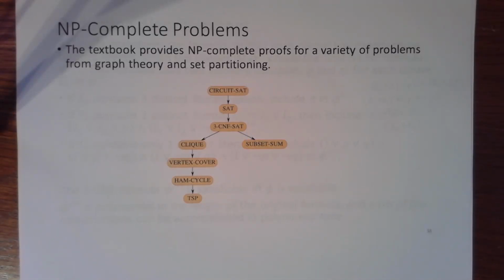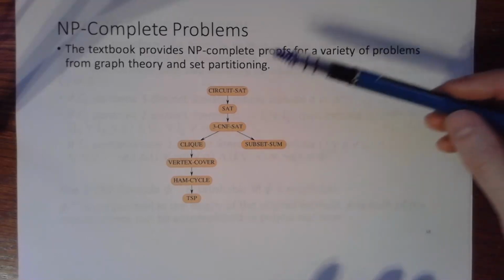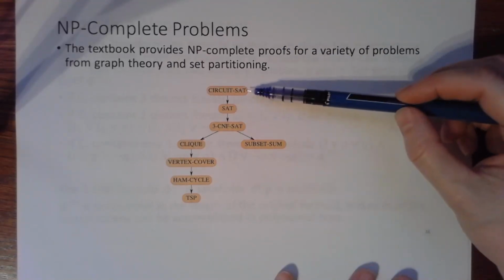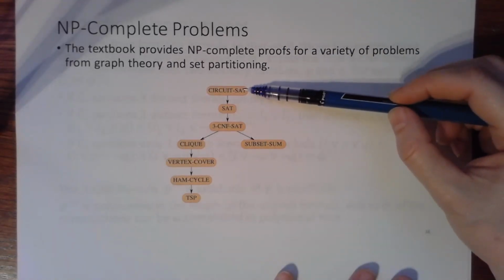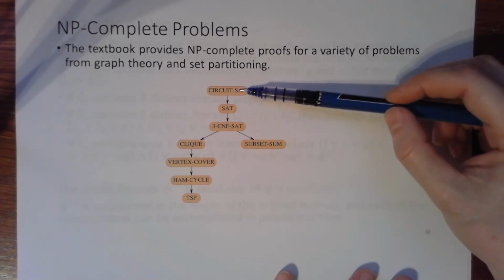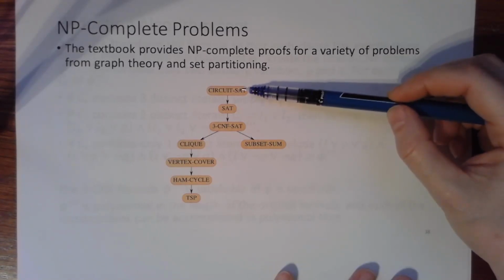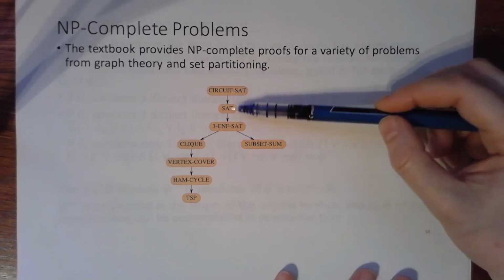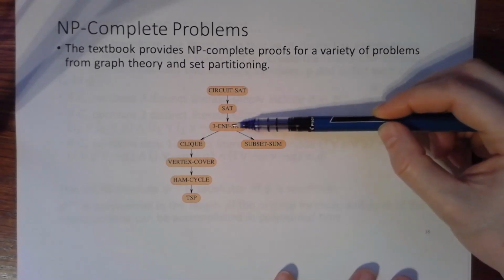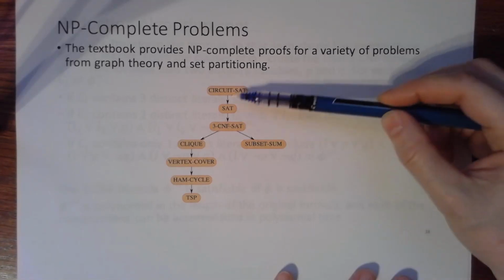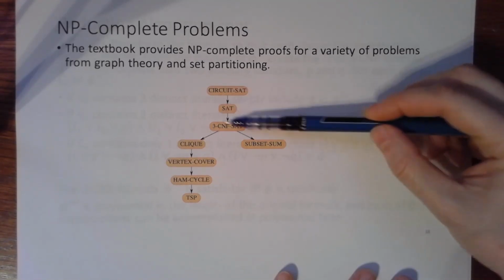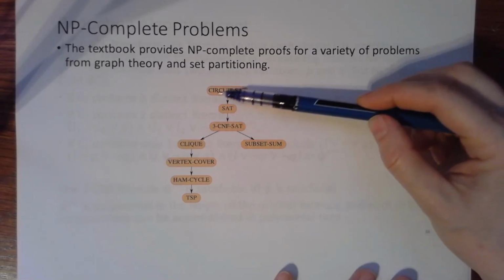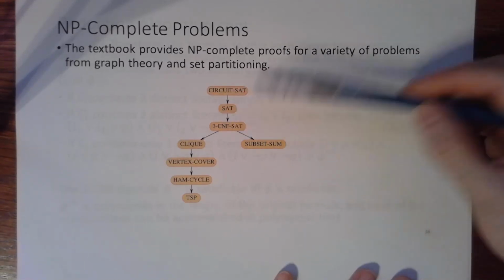So the problems that we've looked at so far, we did a proof about circuit satisfiability, that all problems can map to that. And then we mapped circuit satisfiability to SAT. We mapped SAT to 3 CNF SAT. Now these are all about satisfiability and circuits. They are all in the same family, so it's not too hard to do the mapping between them.